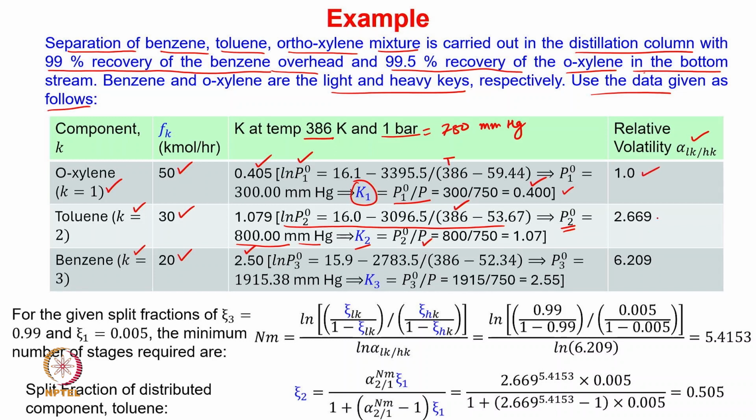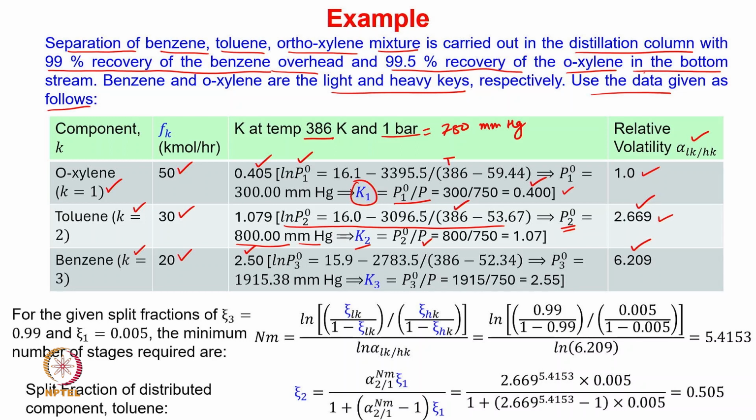Similarly, the relative volatility here will be K2 divided by K1. So K2 divided by K1, 800 divided by 300, comes around 2.669. Similarly, the relative volatility for benzene can be obtained as K3 divided by K1. K3 is around 1915.38 divided by 300, that comes around 6.209. So all these values in the table we can calculate by using the Antoine equation.